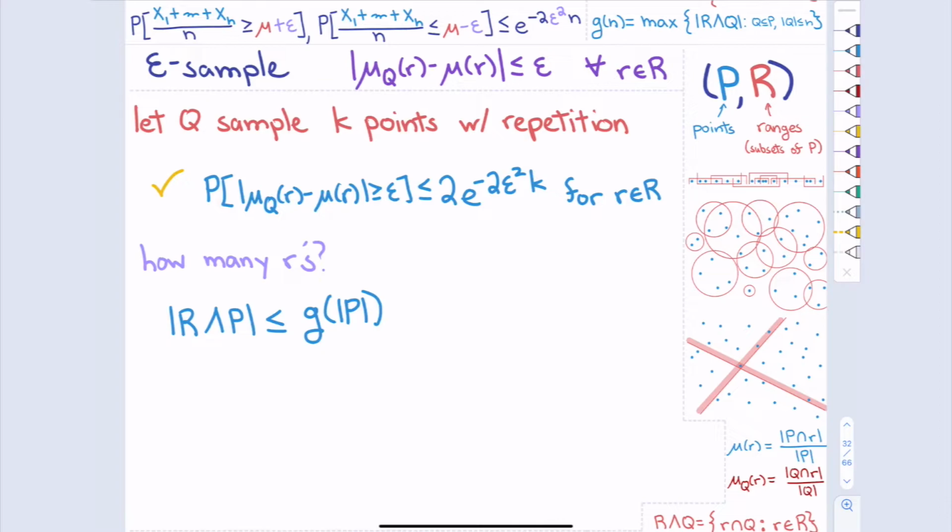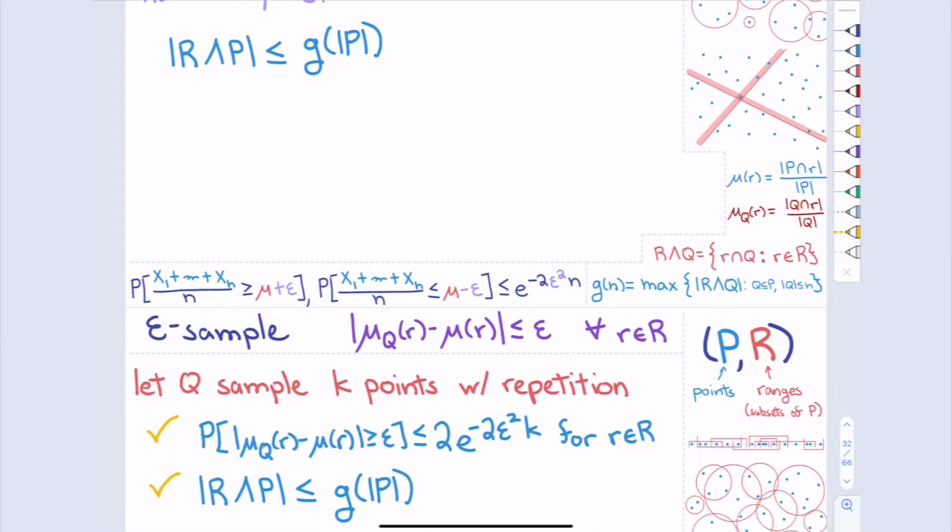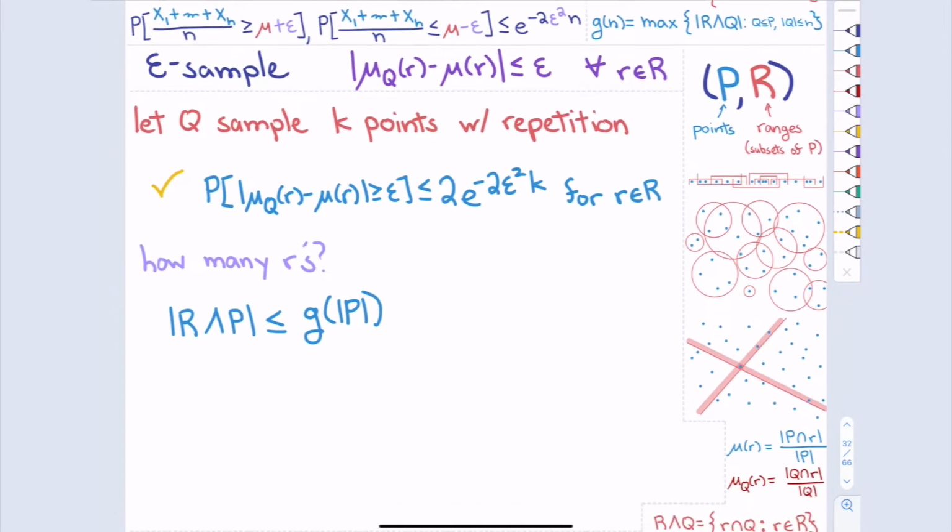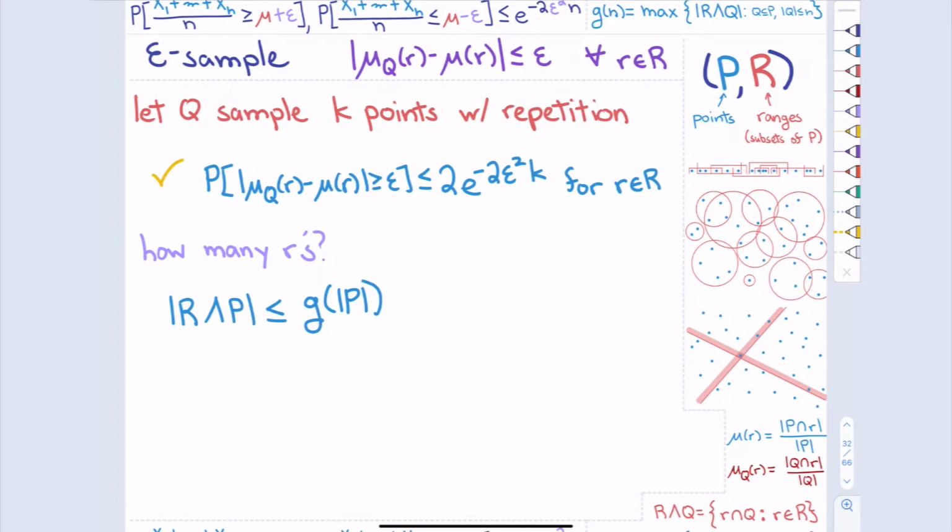Now, if I want to take the union bound over all my sets, then what would be a good choice of k? We have good odds for one set, and I want to take a union bound over that many sets.